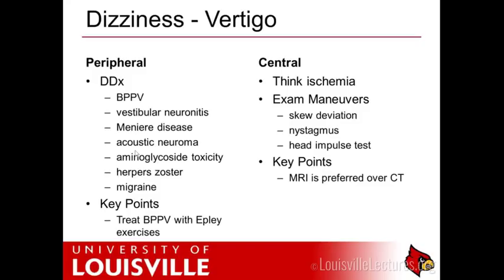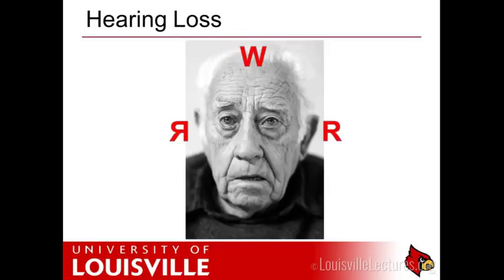If they have trouble fixating on that spot, then they're likely to have a peripheral cause. You're moving their head and that's going to cause vertigo, right? And they're not going to be able to stay fixed on that spot, so that would be peripheral. If you move their head really quickly and they're able to stay fixed on that one spot, then you're going to think central.